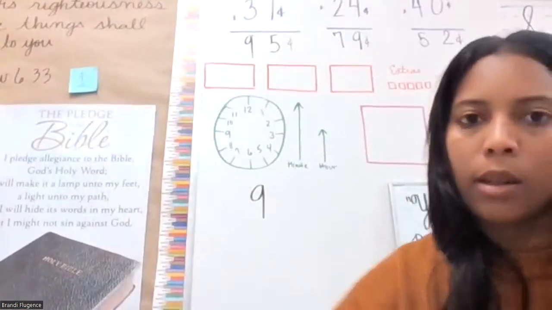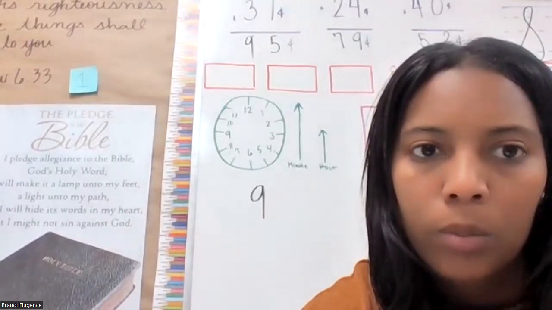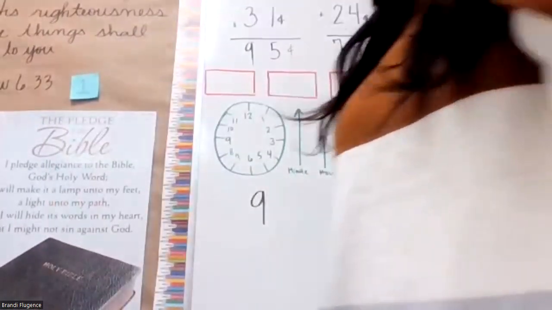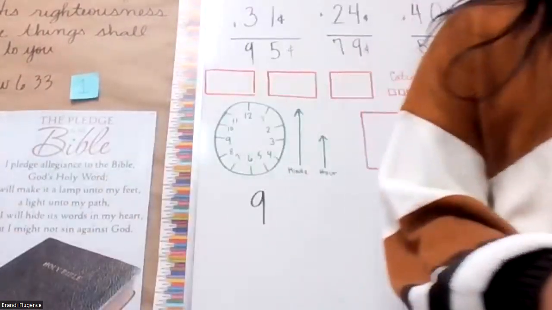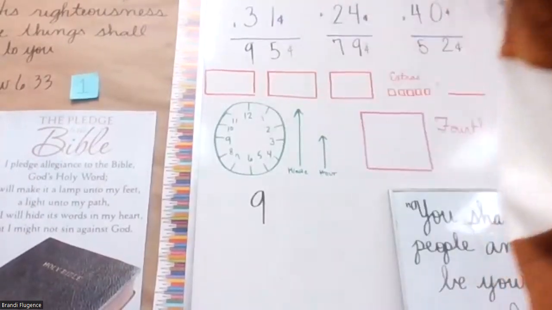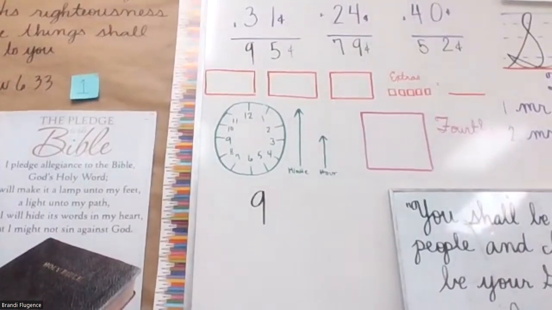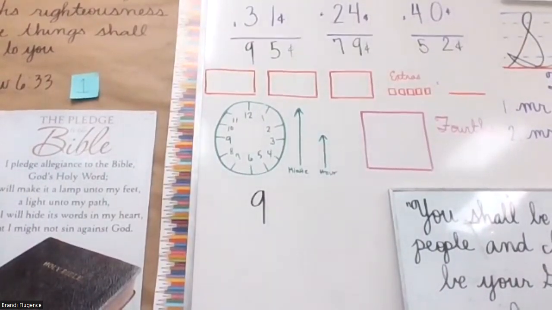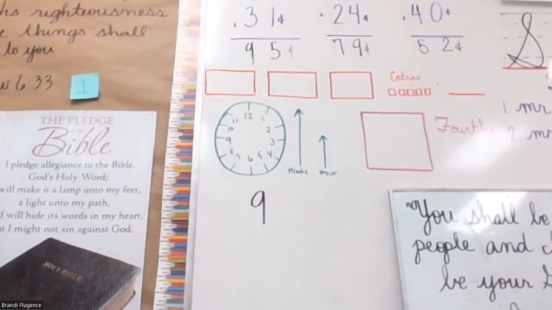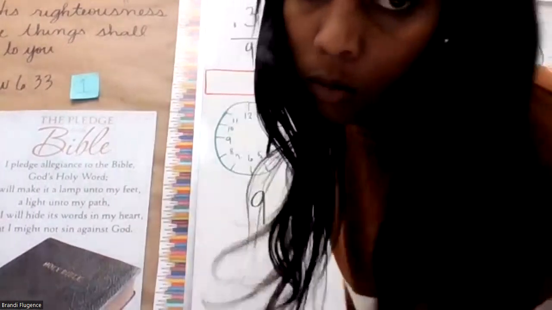Okay. 9. Let's start pretty easy. All right, let's see. It's not 9. That's not 9. You have to count by 5s with those. Okay, 9. Good. Let me see, Asa. That's not 9.